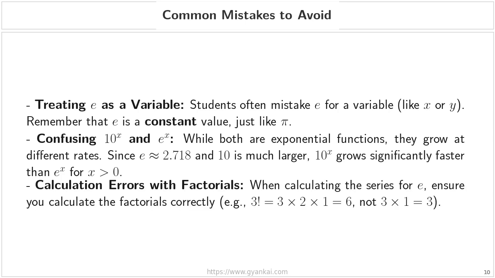Finally, when working with the infinite series we discussed earlier to define the value of e, please be mindful of calculation errors involving factorials. Ensure you calculate the factorials correctly. For instance, 3 factorial is calculated as 3 times 2 times 1, which equals 6, rather than simply multiplying 3 by 1.